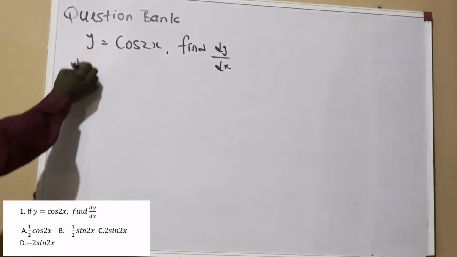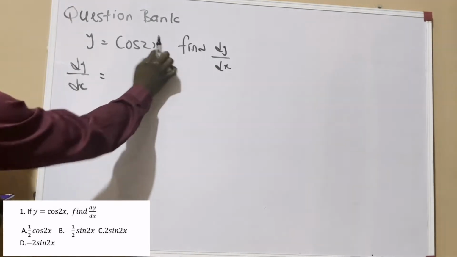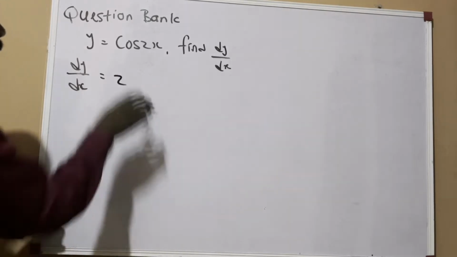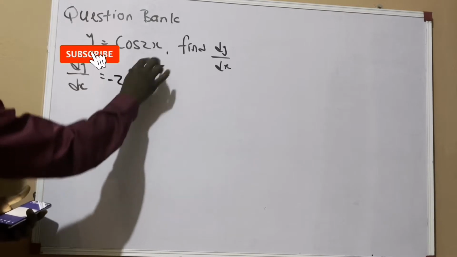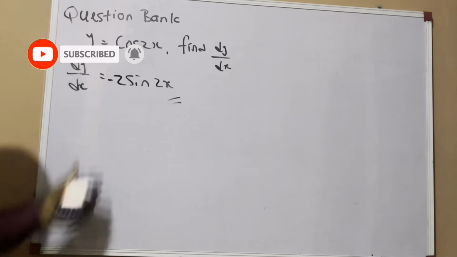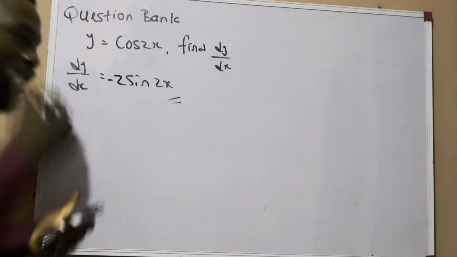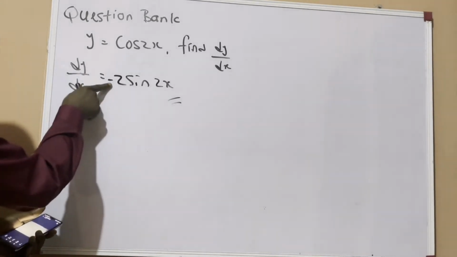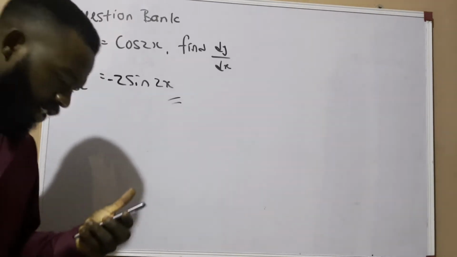This is what I'm going to do. If we differentiate the function, which is 2x, we will get 2. And if we differentiate the trig function, which is cos, we will get minus sine. Then copy back the function, which is 2x. So the answer becomes minus 2 sine 2x. So if we differentiate cos 2x using the shortcut method, our answer becomes minus 2 sine 2x. So that is the answer to question number 1 by the students.